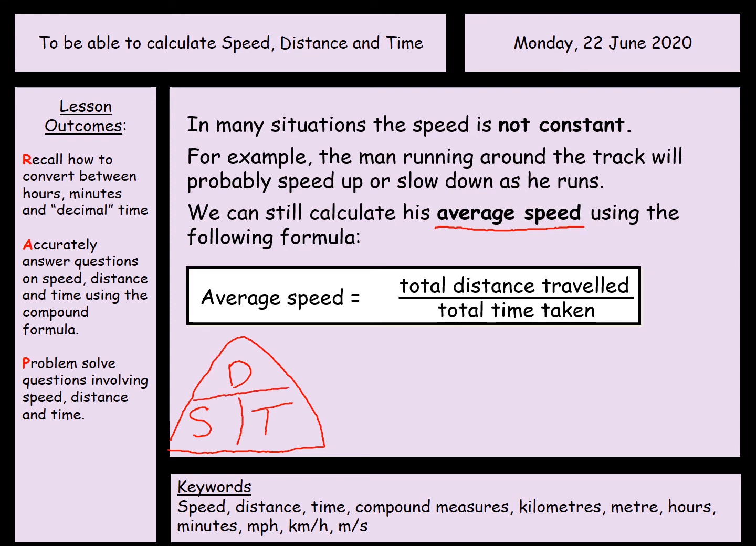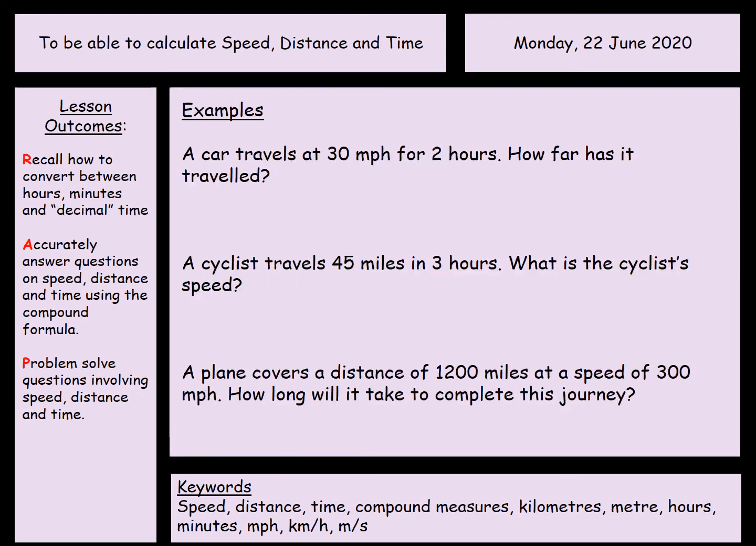So speed is distance divided by time. If you're calculating distance, you cover over the top bit and you do speed multiplied by time. And if you're finding time, you do distance divided by speed. A couple of quick examples then.